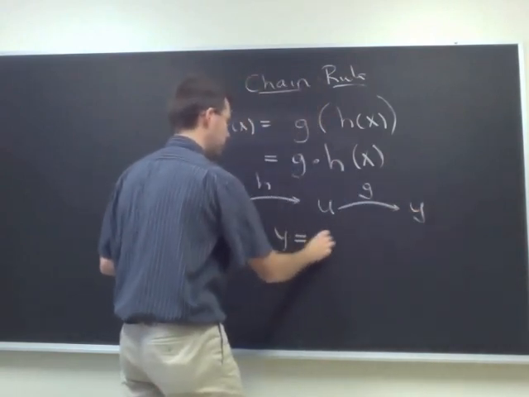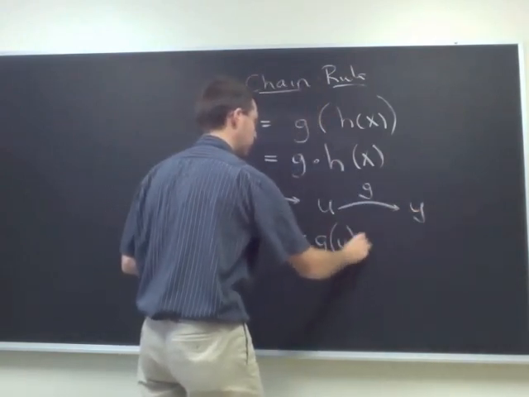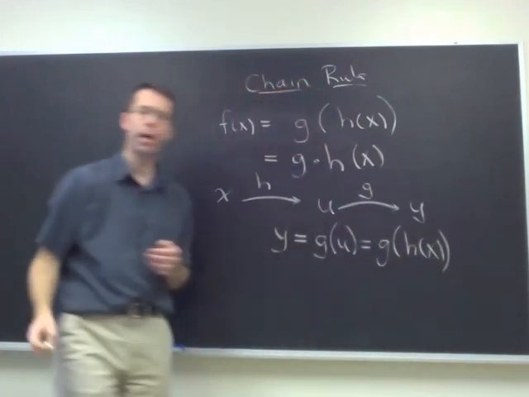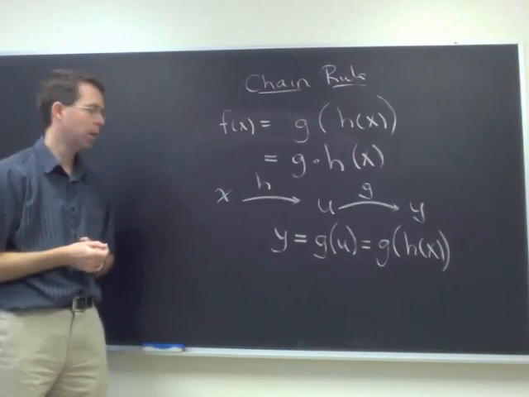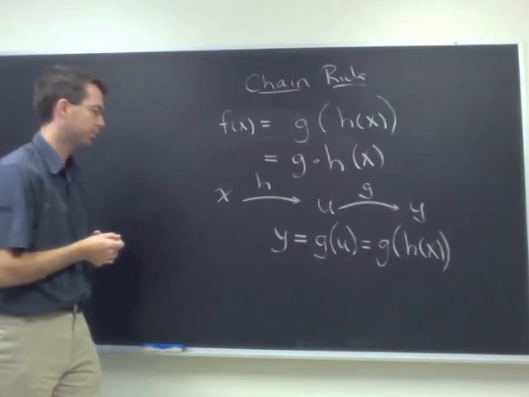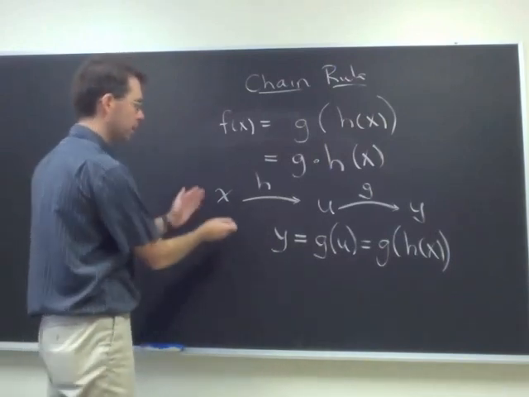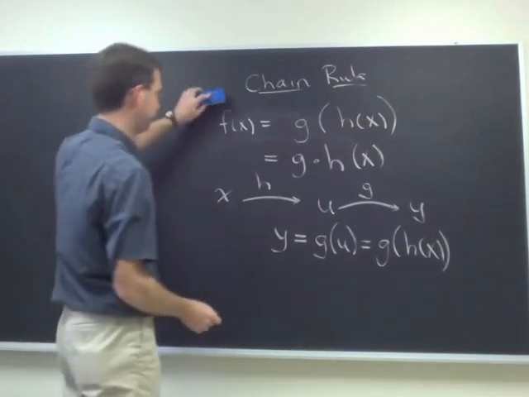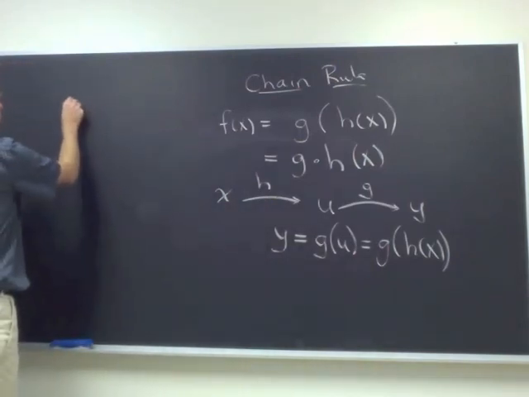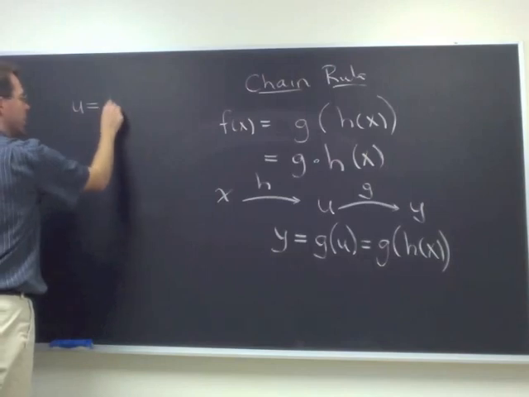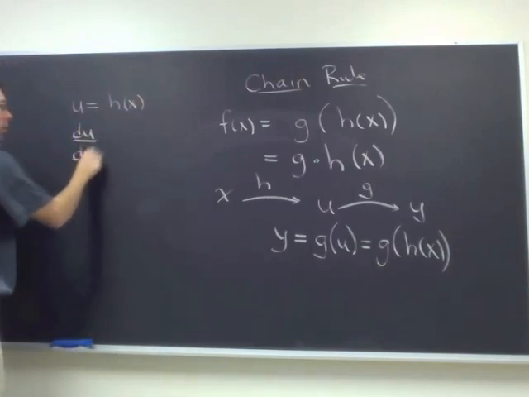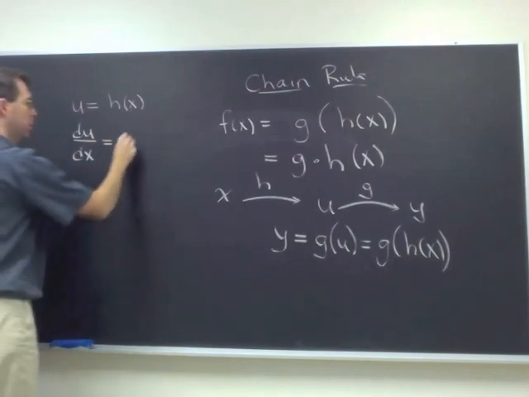Y is g of u, and u is h of x. So this is the idea of a composition. The chain rule is what allows us to calculate derivatives of these formulas. If I think about this in the language of a chain, u is the function h of x, I can calculate the derivative of u.